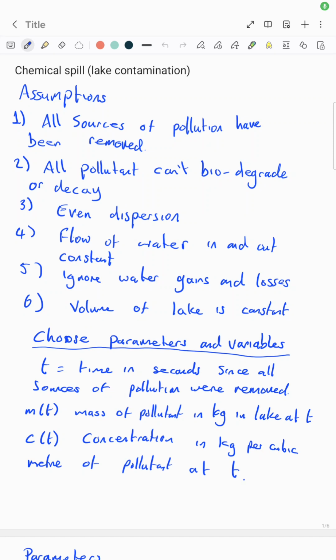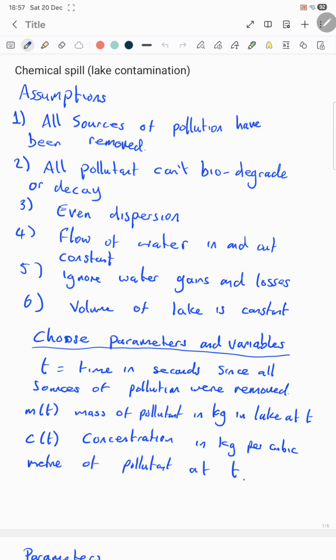Right, this is mathematical modelling. We're going to model a lake contamination caused by a chemical spill. To begin with, like all mathematical models, you have to make some assumptions to simplify and, well, basically build a model.